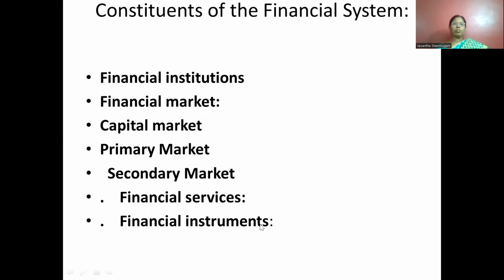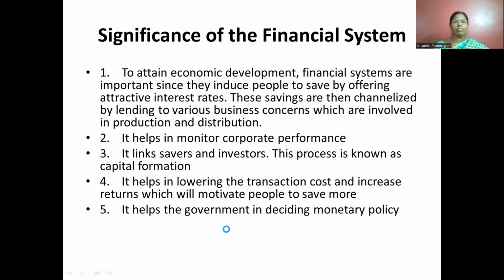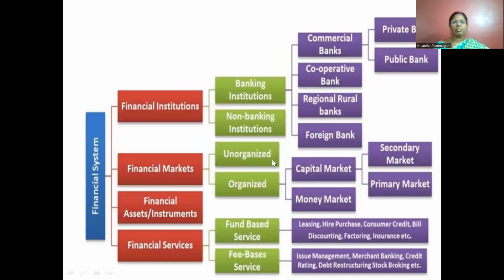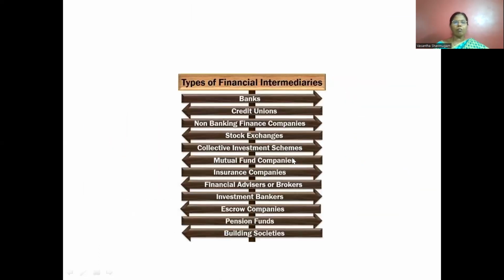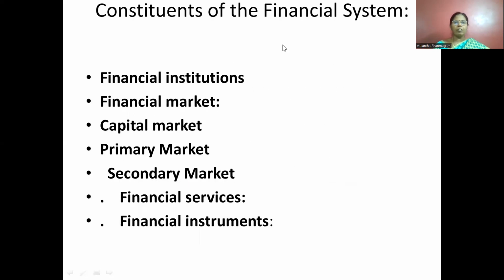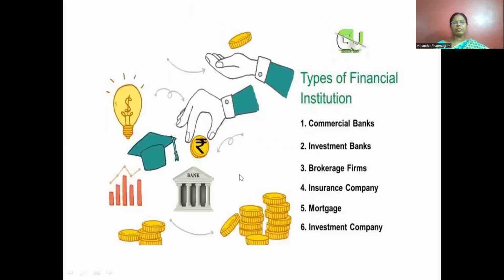The next important thing is the constituents, that is, the components of the financial system that I explained in the first slide. Now we'll see this in detail. The financial system includes financial institutions, financial markets, capital market. The capital market includes the primary market and the secondary market. So these two markets come under the capital market. Then financial services and financial instruments. This is explained here.